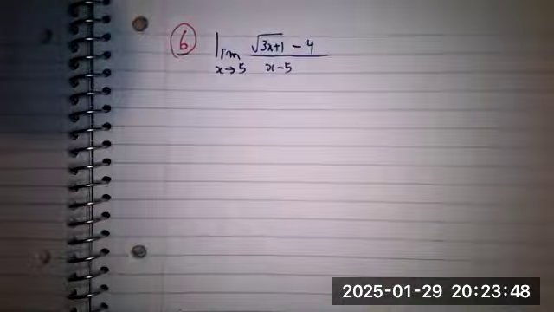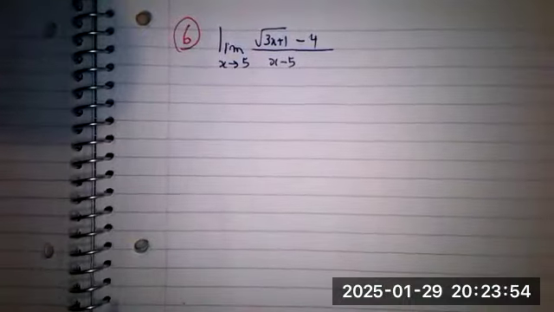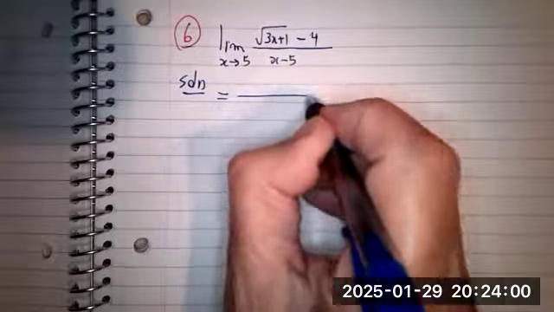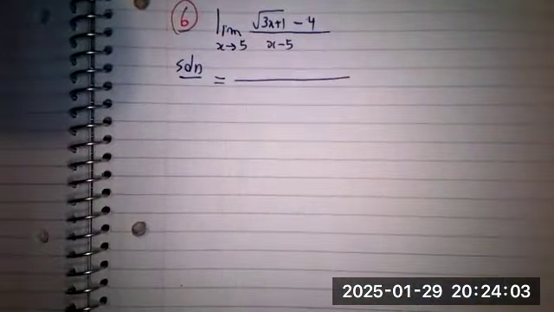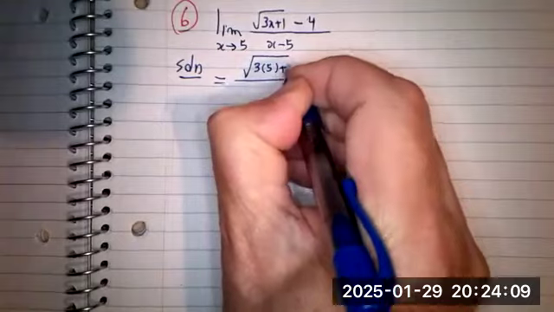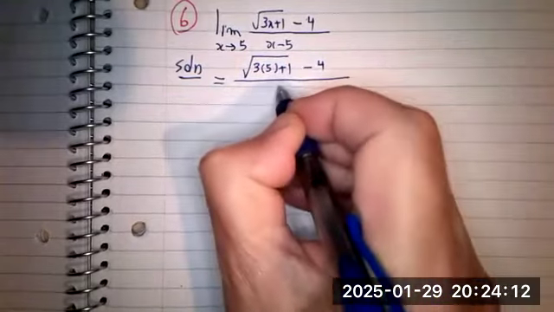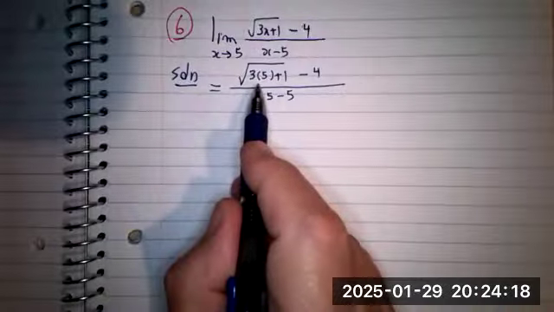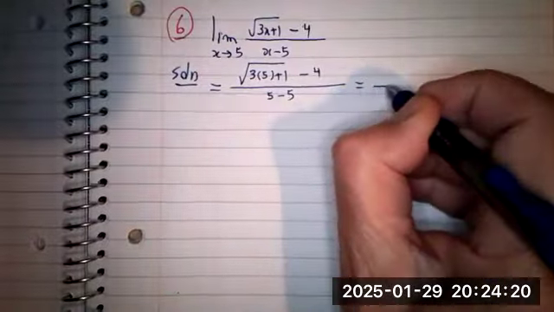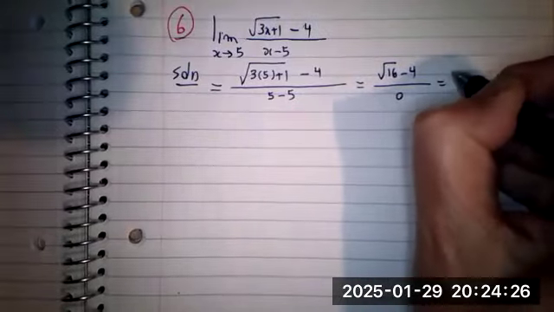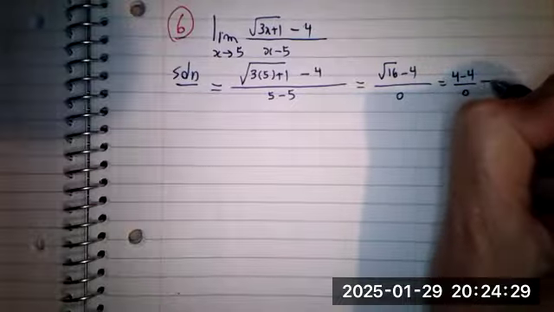You may substitute, you may get it. It's not the case that you always get 0 over 0. So substitute the numbers to check it. Replace x by 5. So it's going to be radical 3 times 5 plus 1, minus 4, over 5 minus 5. Inside, 3 times 5 would be 15 and 1 would be 16. Radical 16 minus 4. The bottom is 0. So that gives you 4 minus 4, 0 over 0 again.